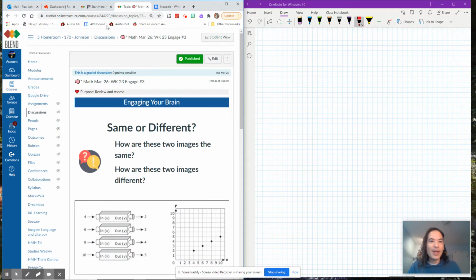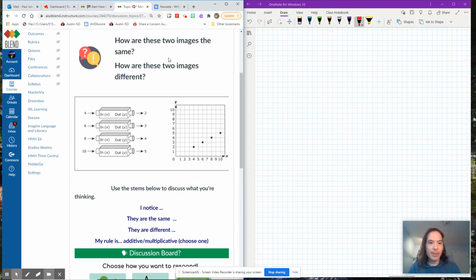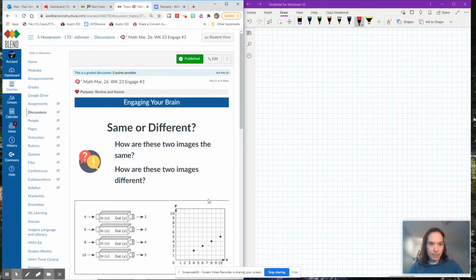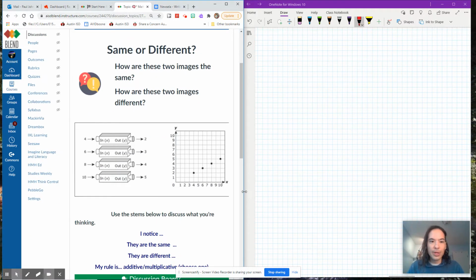All right, so you have an assignment today where we're looking at a table and a graph, and you're trying to figure out how these things are the same, how these things are different, and then use all four stems to receive full credit. All right, so what we're going to do is we're going to take a look at this.